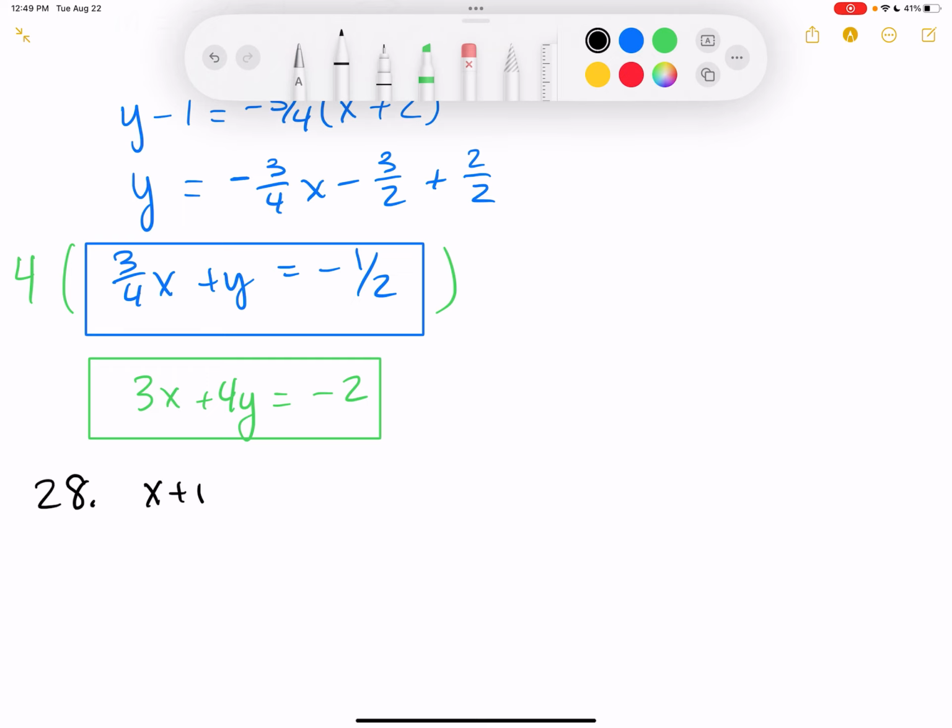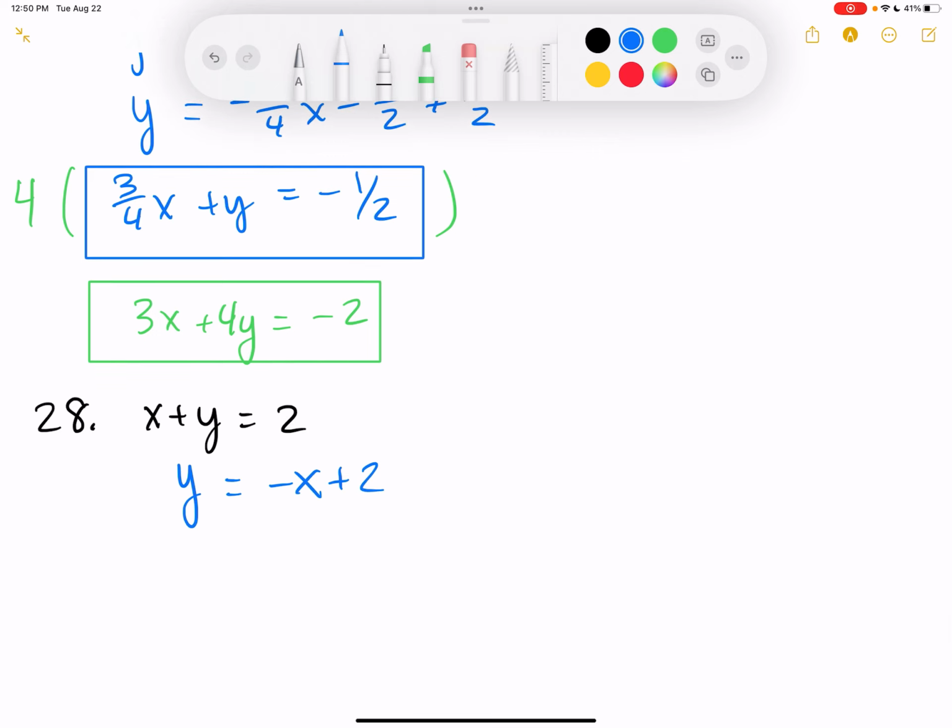So x plus y equals 2. What do I need to do so that I can find my slope and y-intercept? Get x on the opposite side. Okay, so I'm going to have y is equal to negative x plus 2. Now, your slope would be -1, and the y-intercept is 2.